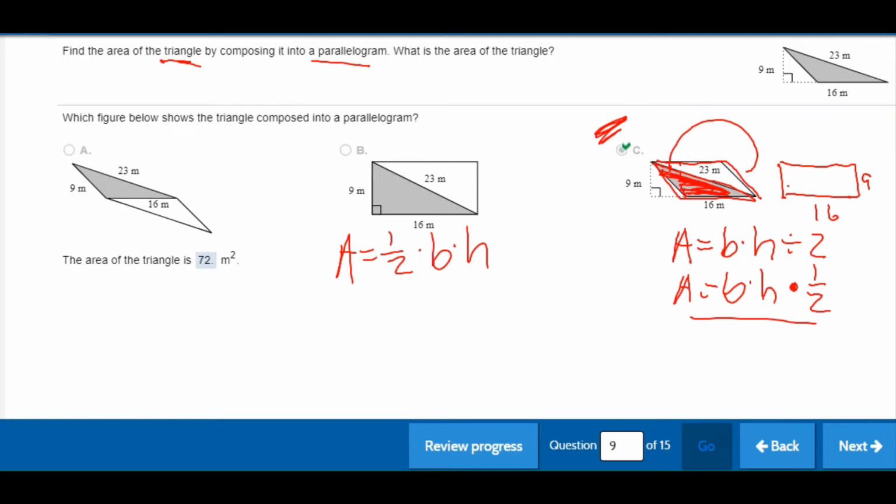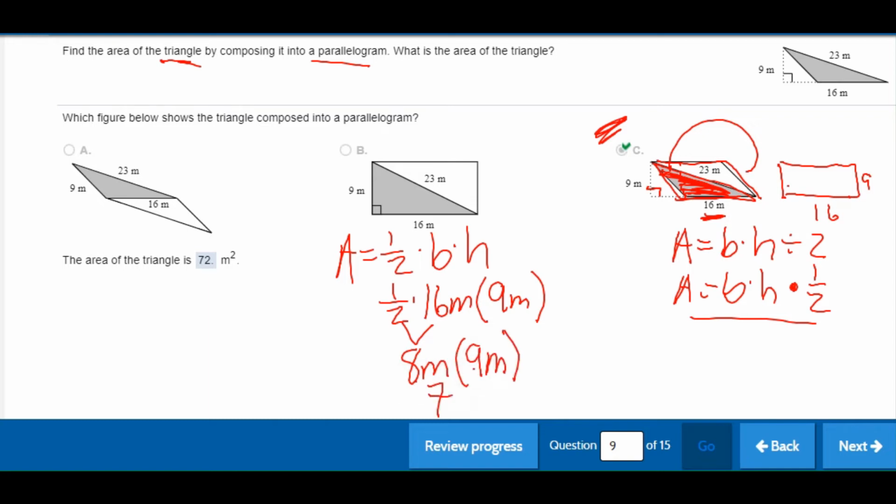So I know what my base and my height is. They're perpendicular to each other using this right angle. So for 16, I'm going to put half of 16 meters here for the base. And then for my height, I'm going to put in 9 meters. And then I have half of 16, which is 8 meters, and I'm multiplying by 9 meters. 8 times 9 is 72. Meters times meters is meters squared. So the area of this triangle is 72 meters squared. Always start with your formula, substitute, and evaluate, and you can't go wrong.